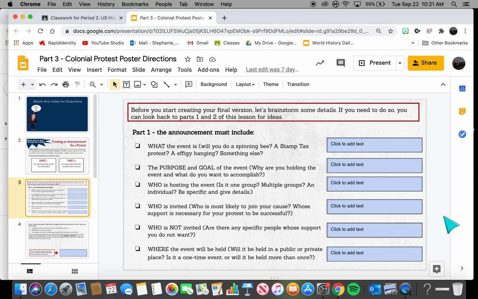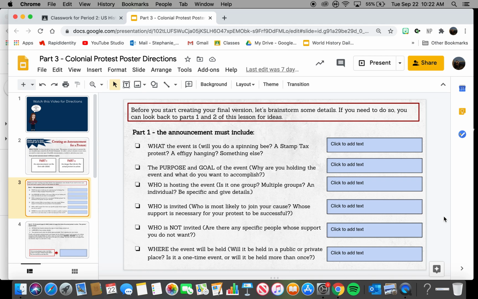Who is invited? Who's going to go to this protest? Who is most likely to join your cause? Whose support is necessary for a protest to be successful? If you look at the protests going on now, you see that a lot of them are targeted towards young people because a lot of them are organized through social media and things like that. That's what I mean by who is invited: who are you targeting to go? Who do you think is going to be the most active?